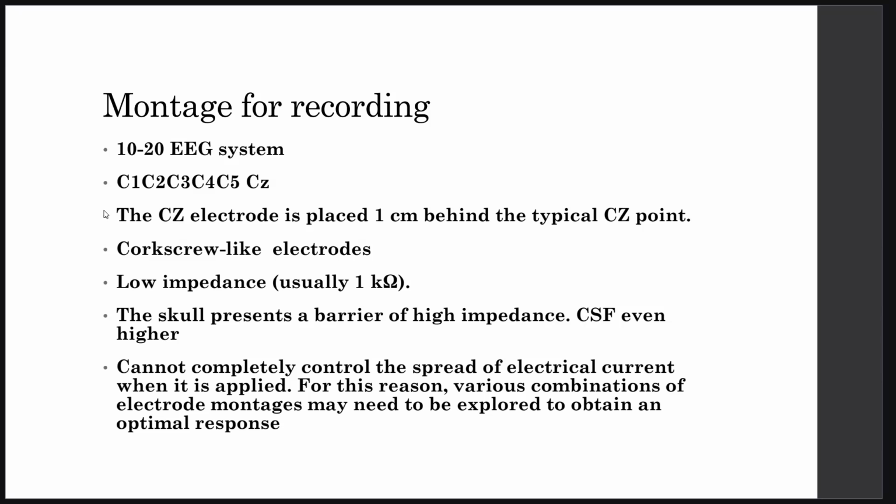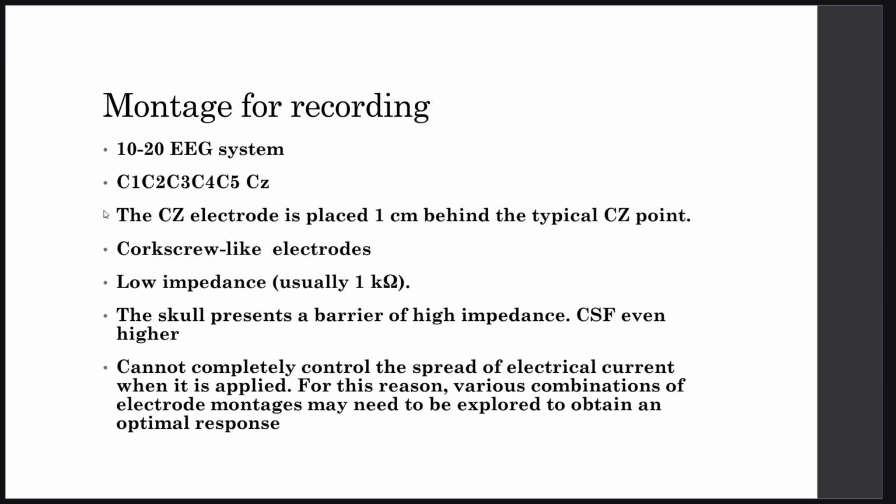CZ and C5 are used for specialized purposes. CZ in MEP is not the original CZ in the 10-20 system in EEG. It is 1 centimeter behind. And C1, C2, C3, C4, it is either exactly the same as in EEG or you go 1 centimeter front. These are all made to hopefully go directly on the cortex, on the precentral gyrus.